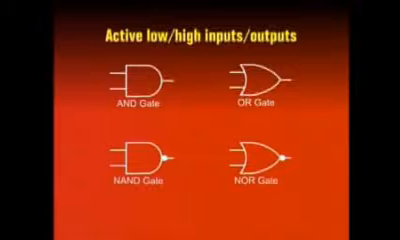Let us quickly have a look at the 4 gates. AND gate performs AND operation on 2 active high inputs to result in an active high output. Similarly, NAND gate performs AND operation on 2 active high inputs resulting in an active low output. OR gate performs OR operation on 2 active high inputs to result in an active high output. Similarly, NOR gate performs OR operation on 2 active high inputs to result in an active low output.